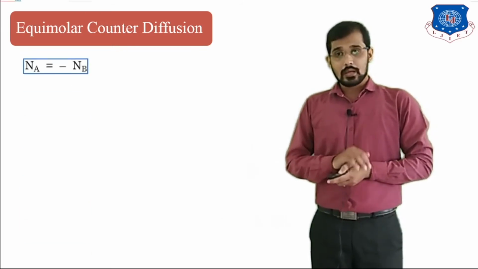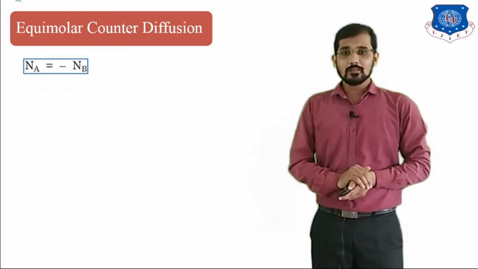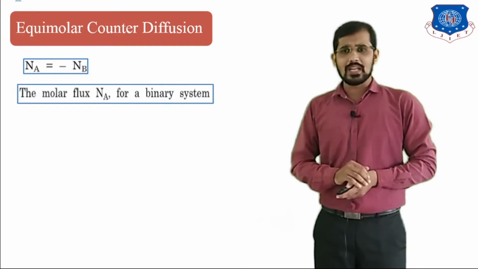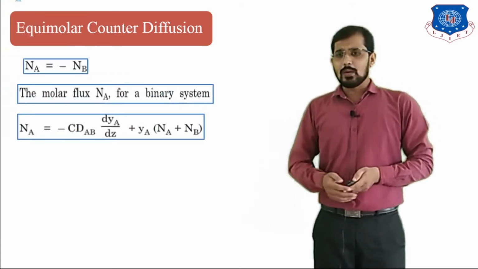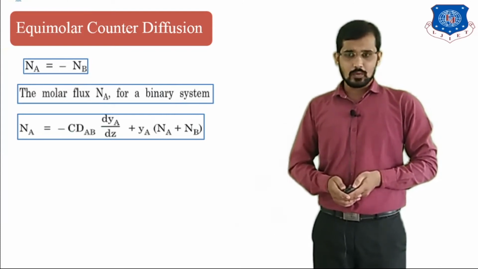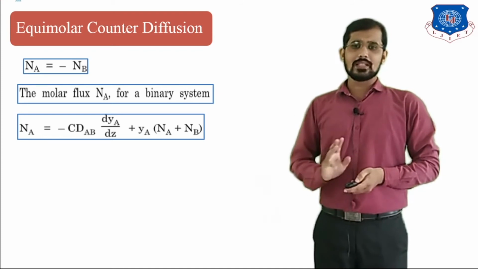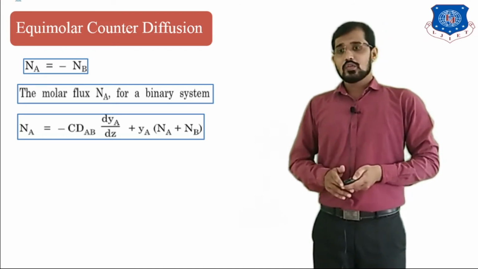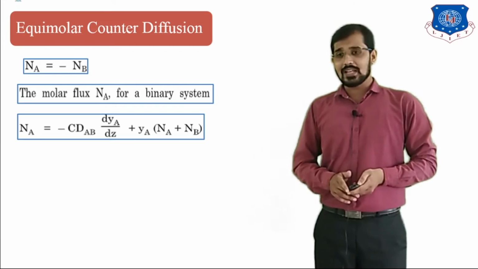So the condition is like this: Na is equal to minus Nb. Just put this into the equation. We know that for a binary system, Na is equal to minus C dAB dya by dz plus Ya (Na plus Nb). Just put Na is equal to minus Nb. This is the condition for equimolar counter diffusion. So after putting this value, I will get a result like this.